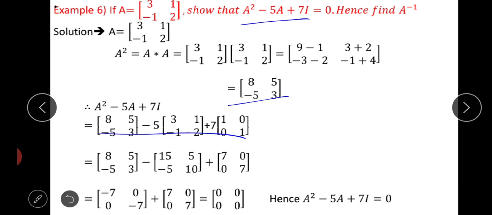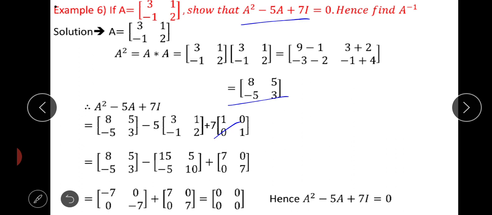You simplify this first. The first matrix as it is, A square. Then you multiply 5 into the matrix, as you studied in scalar multiplication of a matrix: each and every element you have to multiply by that number. 5 3s are 15, 5 1s are 5, 5 into minus 1 is minus 5, 5 2s are 10. Similarly, 7 into this matrix: 7 into 1 is 7, 7 into 0 is 0, 7 into 0 is 0, 7 into 1 is 7.